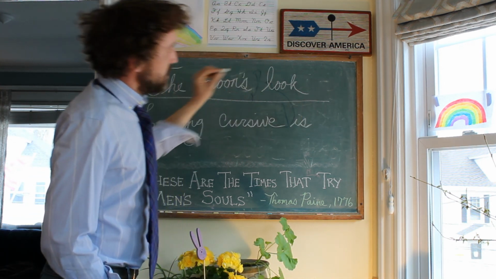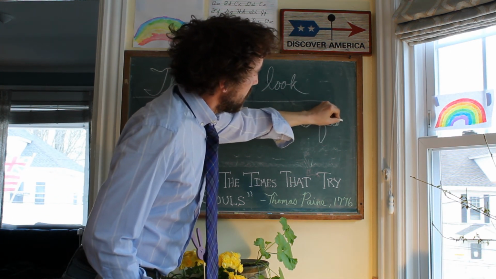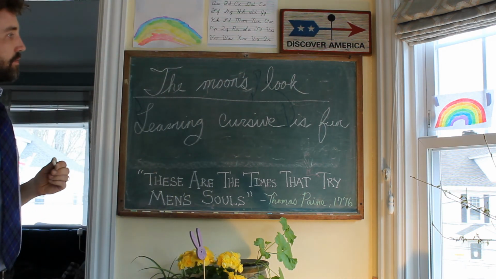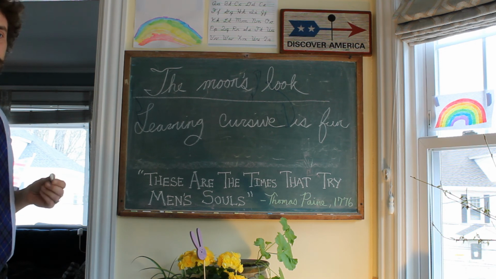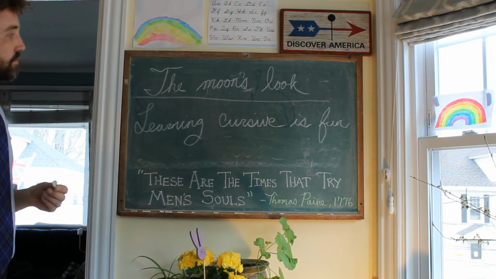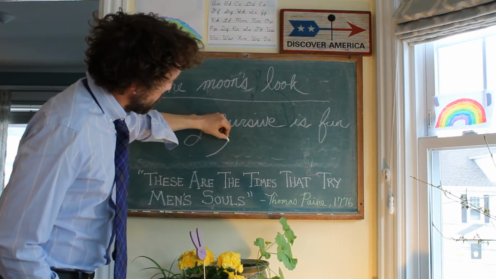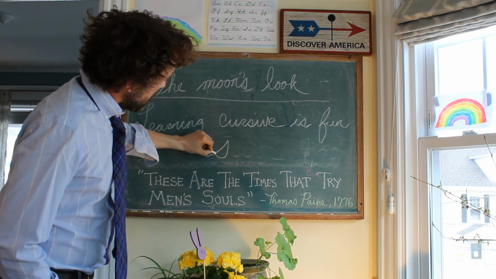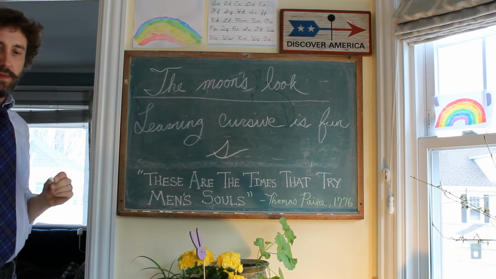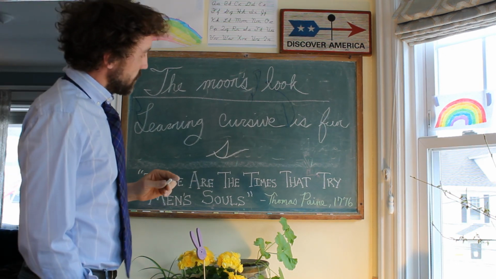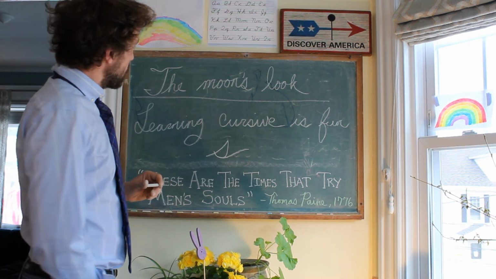Where's L? Is O. Fun. How do you do that S? An S is just swoop up, like this, and then trace back to go to the connection point. The moon look. I like the moon look thing.